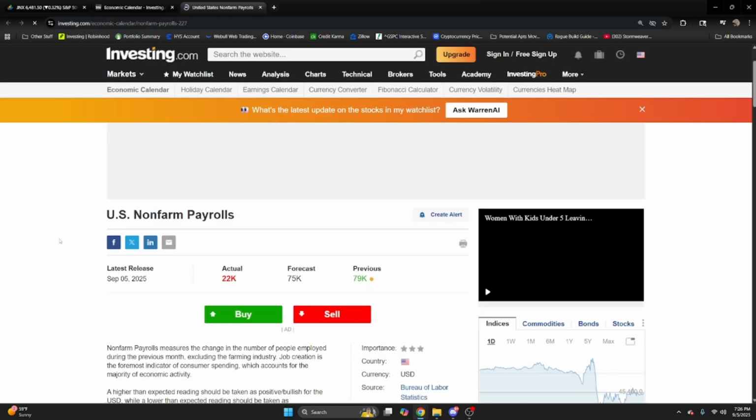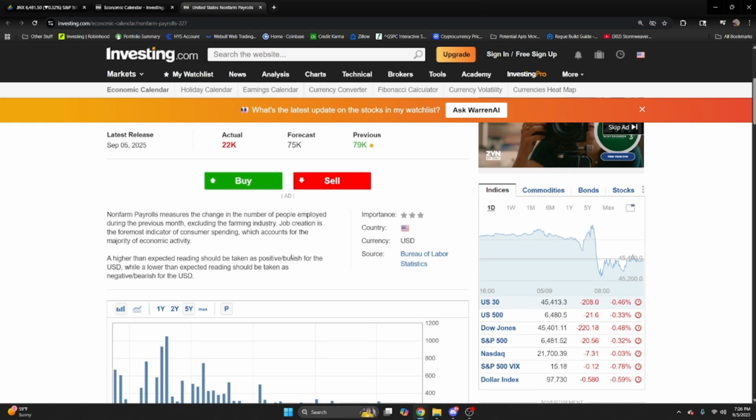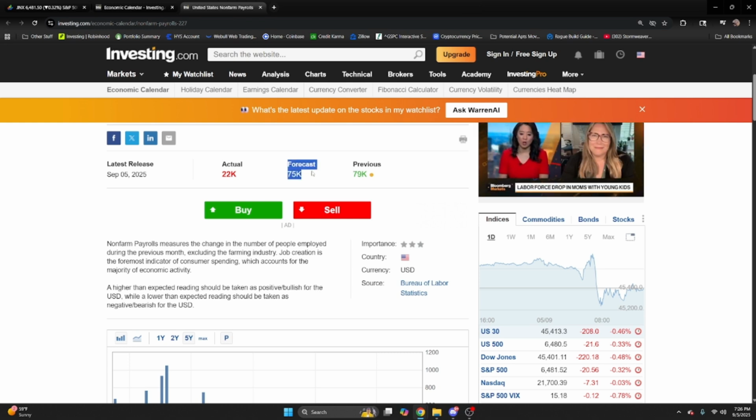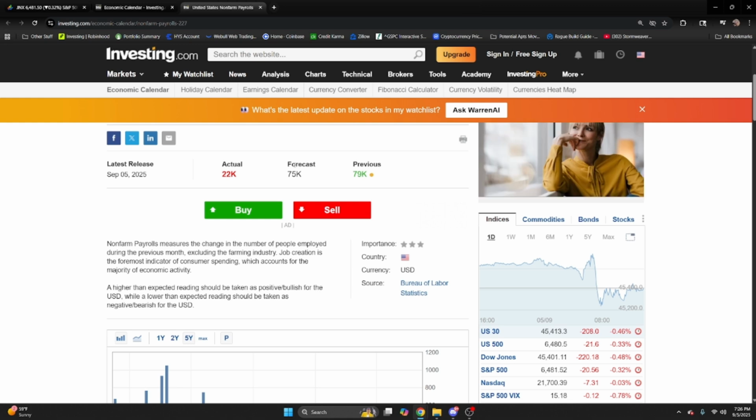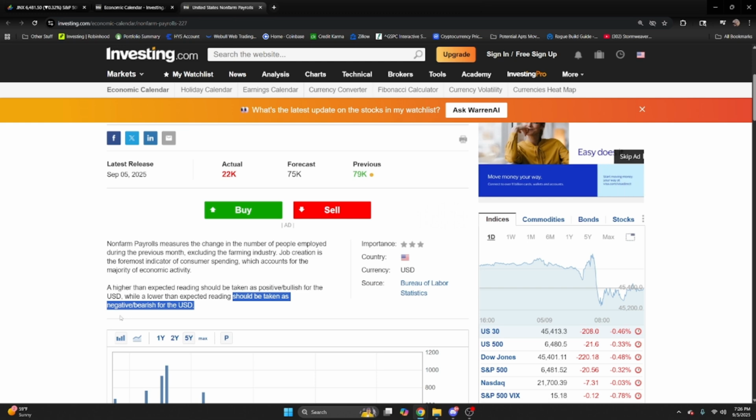Let's take a look at this. Measures the change in the number of people employed during the previous month, excluding the farming industry. Job creation is the foremost indicator of consumer spending, which accounts for the majority of economic activity. A higher than expected reading should be taken as positive, bullish for the USD, while lower than expected reading should be taken as negative or bearish for the USD. So we can see here, non-farm payrolls. It looks like we added 22,000 jobs in the month of August, when they were forecasting that we would add 75,000 jobs. So that's a major miss in the job market. Can be taken as negative and bearish, usually results in the market selling off.